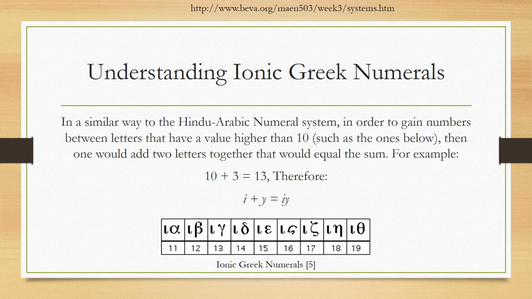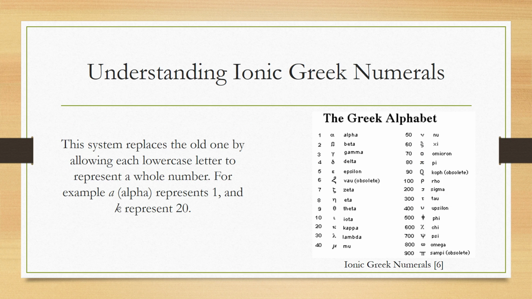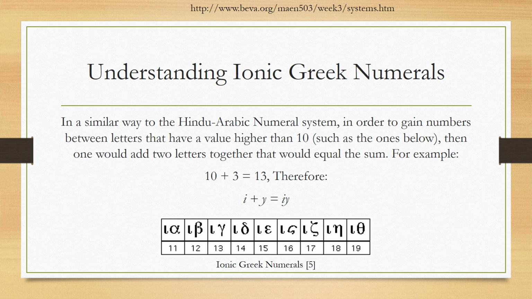In a similar way to the Hindu-Arabic numeral system, in order to gain numbers between letters that have a value higher than 10, such as the ones below, one would add 2 letters together that would equal the sum. For example, 10 plus 3 equals 13, so if we go back a little bit, iota plus gamma, or 10 plus 3, would equal 13, or iota gamma.